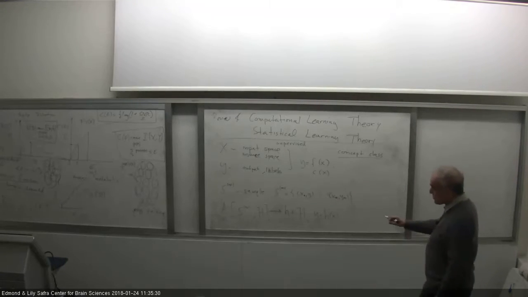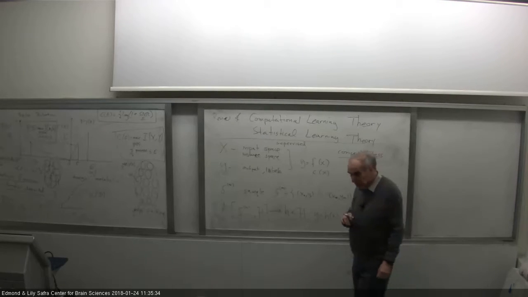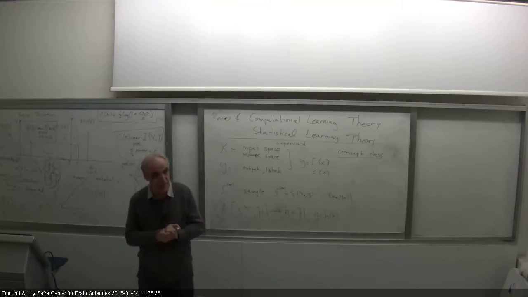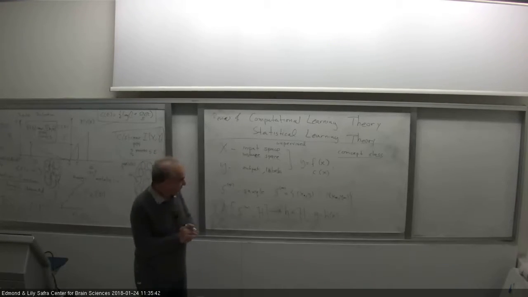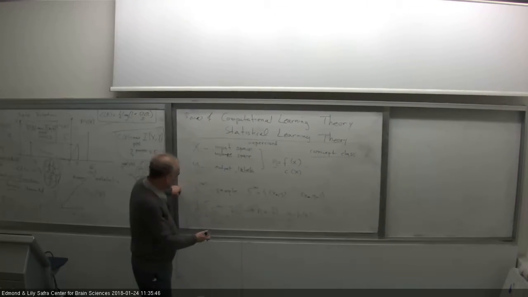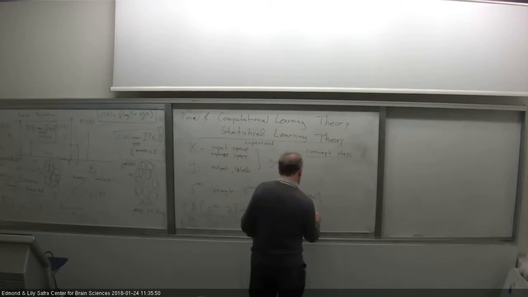So the output of the algorithm is a hypothesis in my class in most cases, if we do what we call proper learning, or it can be some sort of mixture over hypotheses if we do Bayesian type of learning, but that's a different story. Okay, so now how do you want to evaluate if this is a good hypothesis? So this is what we call H, the hypothesis class.